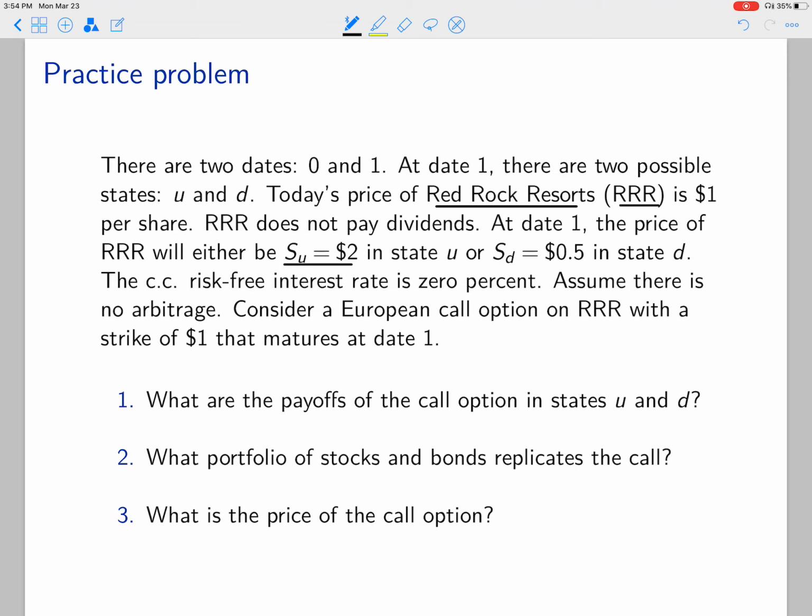It's either going to be S sub U equals $2 in the upstate, or S sub D equals $0.50 in the downstate. Continuously compounded risk-free rate is 0%, no arbitrage, and what we want to do is price a European call option with a strike of one, maturing at date one, on Red Rock Resorts. Our goal is to do this pricing in three steps. First, we'll calculate the payoff of this call option in both states. We'll write down the replicating portfolio, and then we'll plug everything in to get the price.